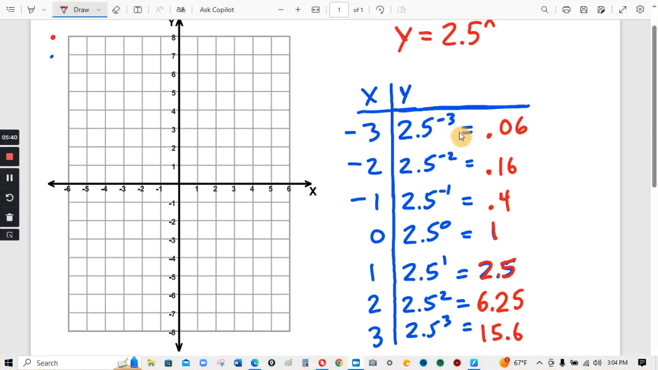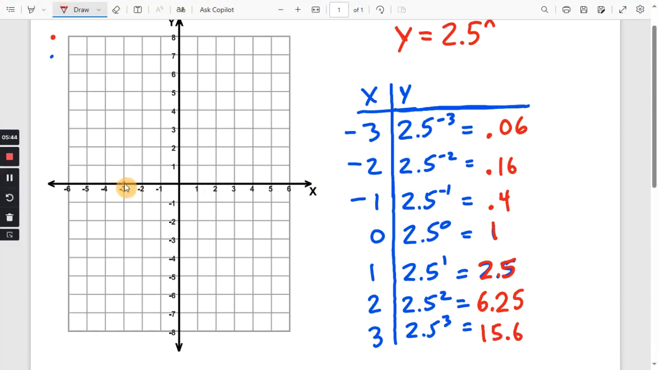At -3, it's almost y equals 0. So at x equals -3, I'm just going to put it on the x-axis. At -2, it's 0.16, so it's maybe a tiny bit higher. At -1, it's 0.4, that's approximately a half. At 0, it's 1. At 1, it's 2.5. At 2, it's 6.25, so at 2, we're going to go up to 6.25.